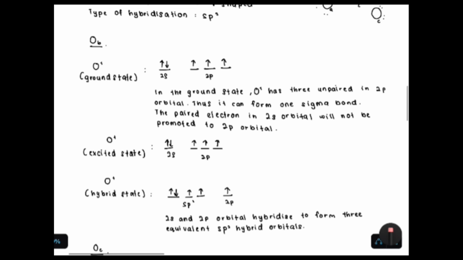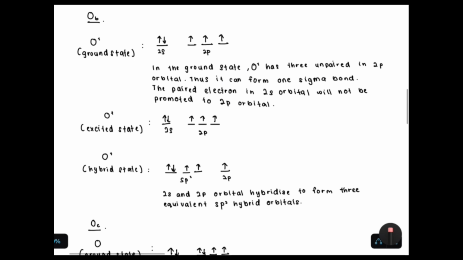The paired electron in the 2s orbital will not be promoted to the 2p orbital, as we can form the sigma bond here, and this one is for the lone pair. In the 2s is the lone pair. As it does not need to be promoted, we just copy for the excited state. So O plus excited state, just write the same as above. For the hybrid state, sp2, so 2s and 2p orbital hybridize to form 3 equivalent sp2 hybrid orbitals.